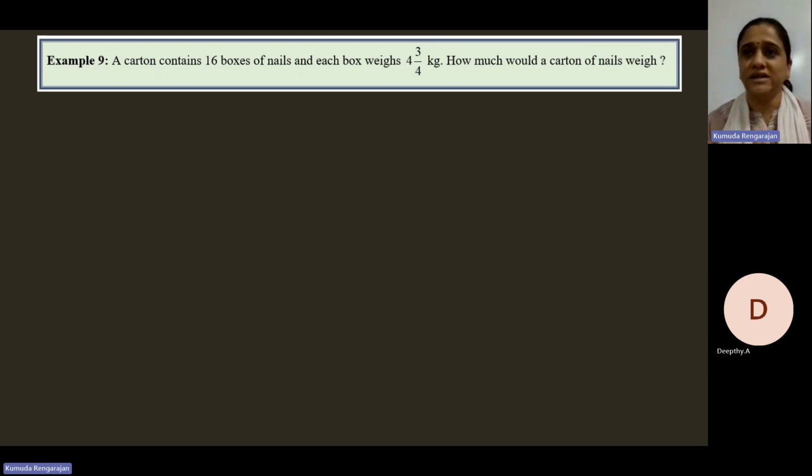So a carton, a big box, contains 16 smaller boxes of nails, and each box weighs 3/4 kgs. How much would a carton of nails weigh? So they've given you the weight of one small box, and they're asking you, what is the weight of that big box?